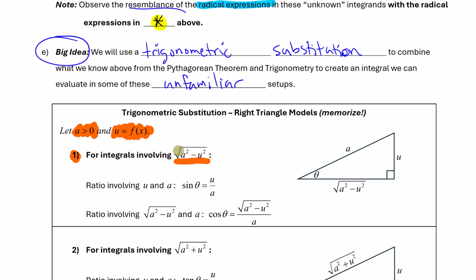Remember how we're using, in this first case, integrals involving the square root of a squared minus u squared? Well, that's going to end up being that bottom horizontal leg of our triangle, the square root of a squared minus u squared. If we label it that way, then the Pythagorean theorem would demand that the vertical leg would be just the letter u, and the hypotenuse would be the letter a. That is, a our positive constant, and u our function of x, some form of x in it. So that labeling scheme will help us out, and this is only the first case out of the 3 we'll be seeing here for these models.